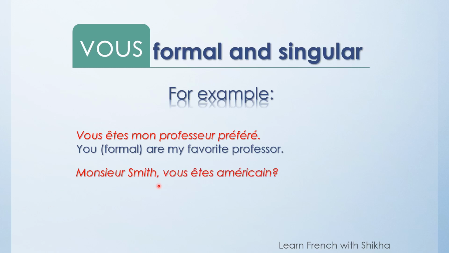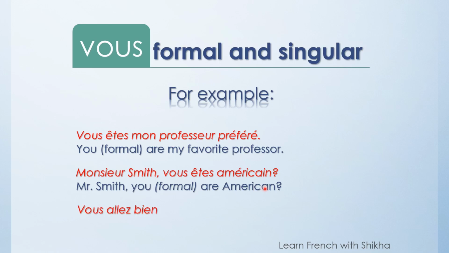"Monsieur Smith, vous êtes American?" So Monsieur Smith, this is the formal form we are using, and we are talking to a single person, so we have used vous êtes American. Mr. Smith, you are American. "Vous allez bien?" Talking to an elder person. So it's a single person, singular, and an elder person, that's a formal relation. So we have used vous. Are you okay?